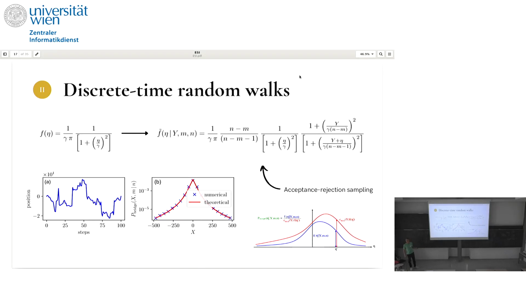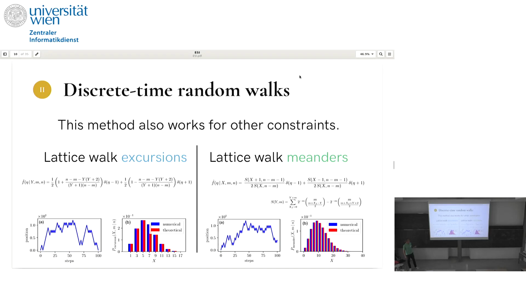The effective process is no more Markovian. Well, it is Markovian if you extend space and you track at the same time the previous position, the current time, and the future time of the bridge. You need to extend space to make it Markovian. Okay, and then discuss excursions and also meanders, and we can extend the method to those sorts of constraints.